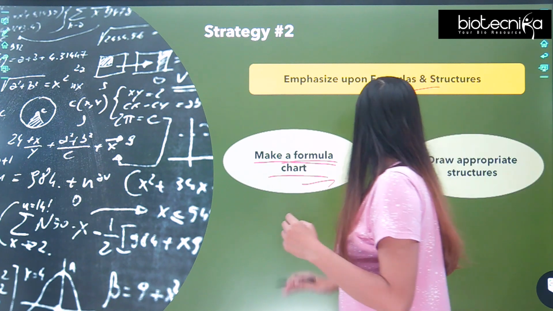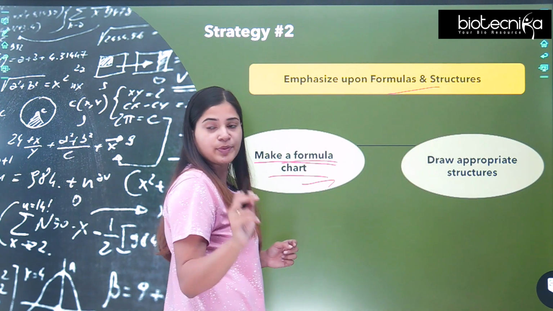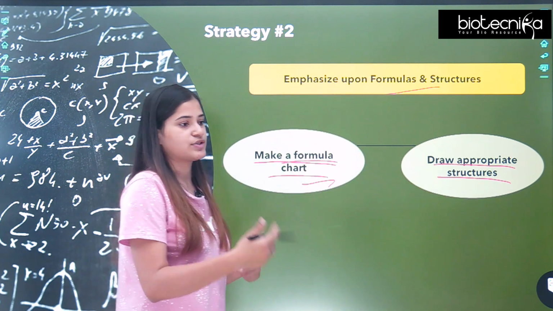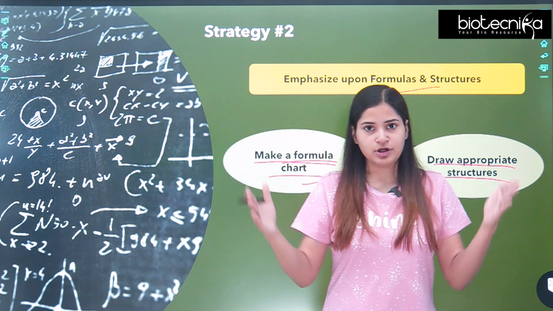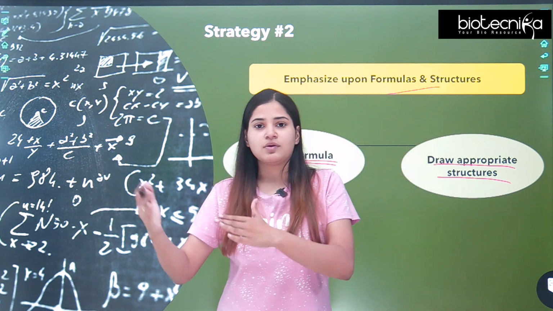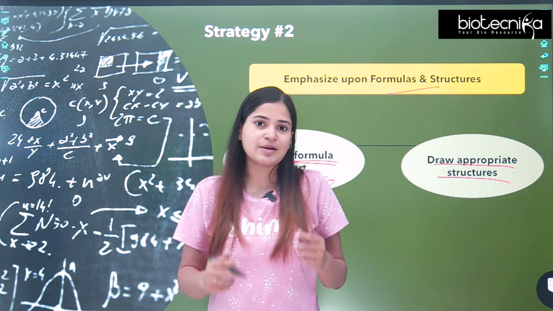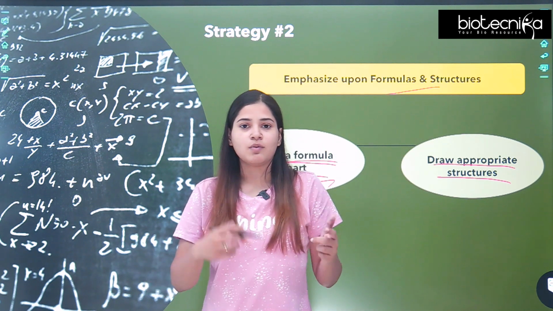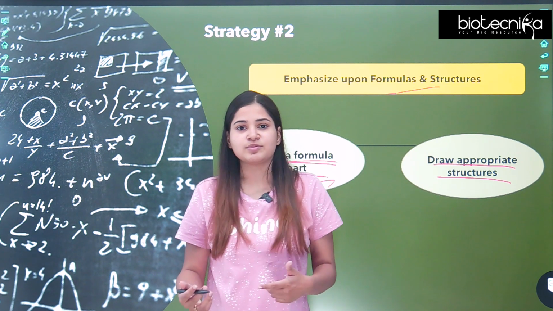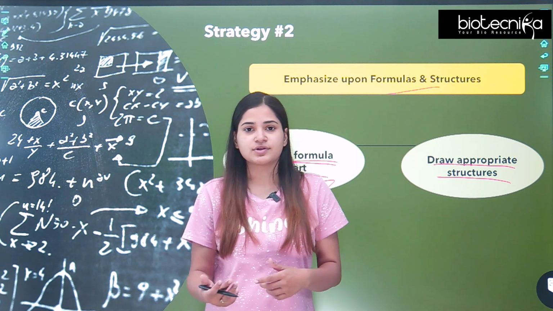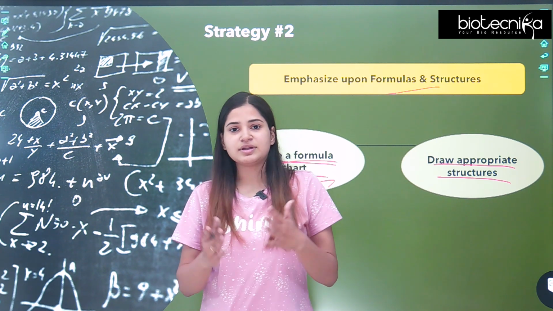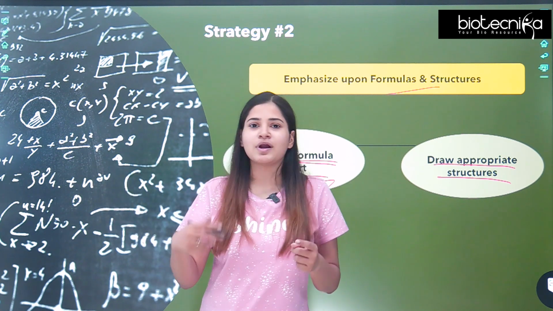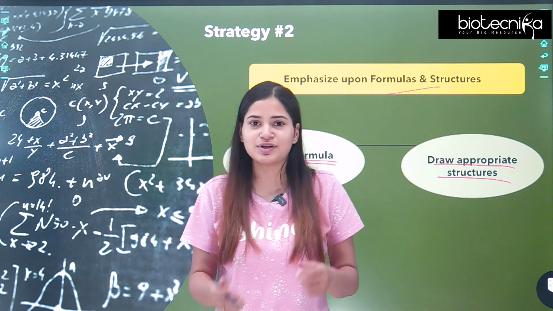The second point is you should draw appropriate structure. Drawing an appropriate structure is important. Suppose a Fisher model. So you are drawing appropriate structure of glucose, fructose, maltose. This is necessary, because sometimes the question will ask, what are the linkages present in amylose, amylopectin, glucose, fructose, maltose? When this question comes, people get confused. Alpha 1 4, alpha 1 2, beta linkage, alpha, you will get confused.